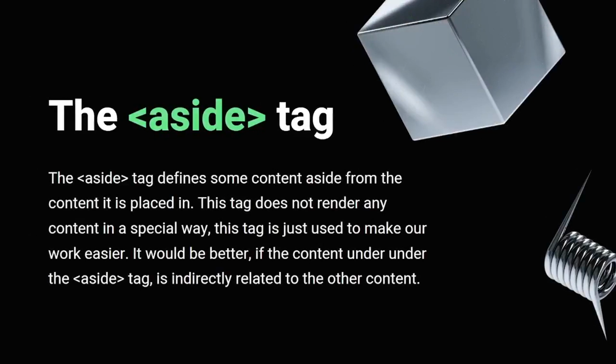Next is the aside tag. The aside tag defines some content aside from the content it's placed in. This tag does not render any content in a special way. Rather, it makes our work easier. These 2 tags, there are many tags which only make our work easier and do not render any text specially.